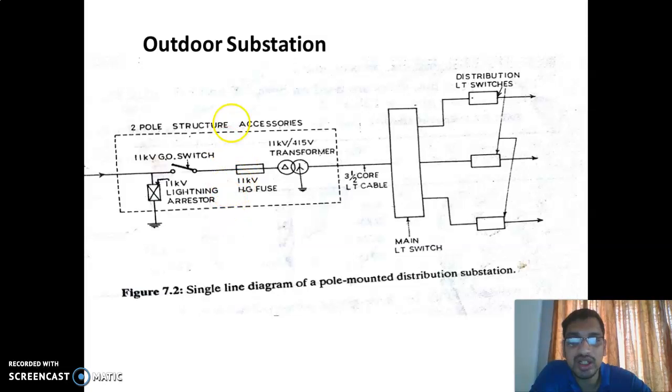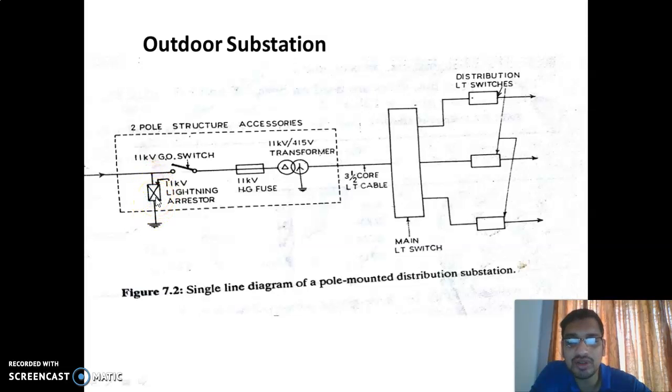So this is the layout of an outdoor substation. Mainly, the incoming supply comes from the service provider or electricity board. This is the incoming supply, that is 11 kV. The first thing we install is a lightning arrestor, an 11 kV lightning arrestor. That is the first element on the primary side of the transformer.